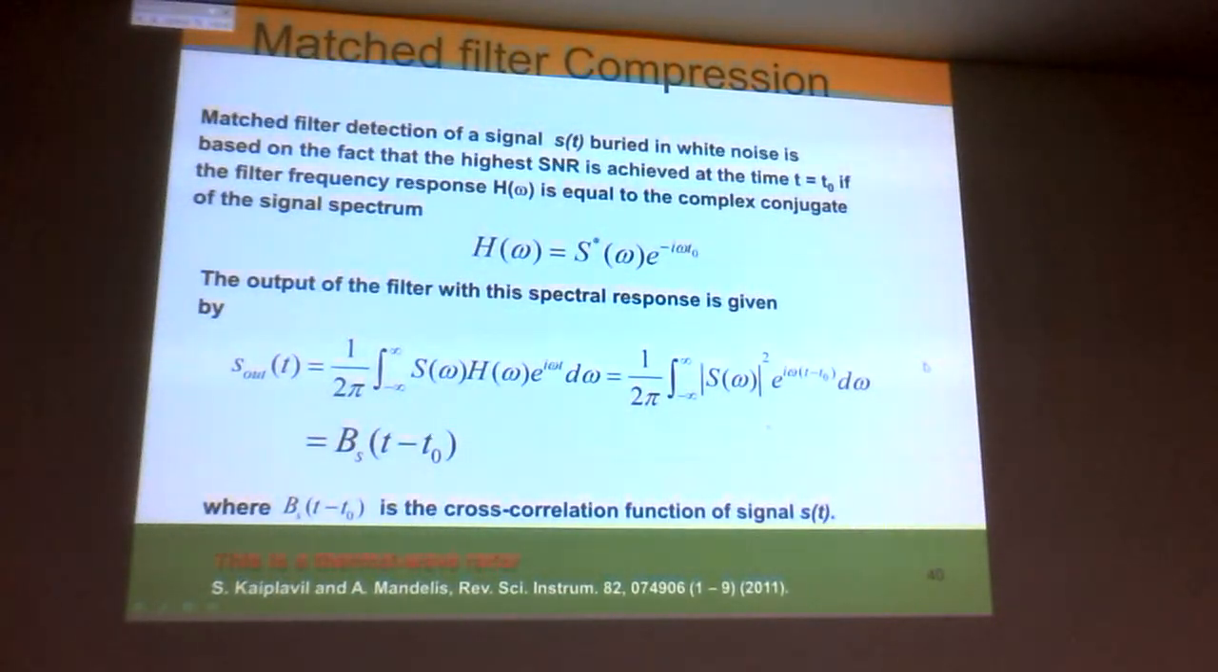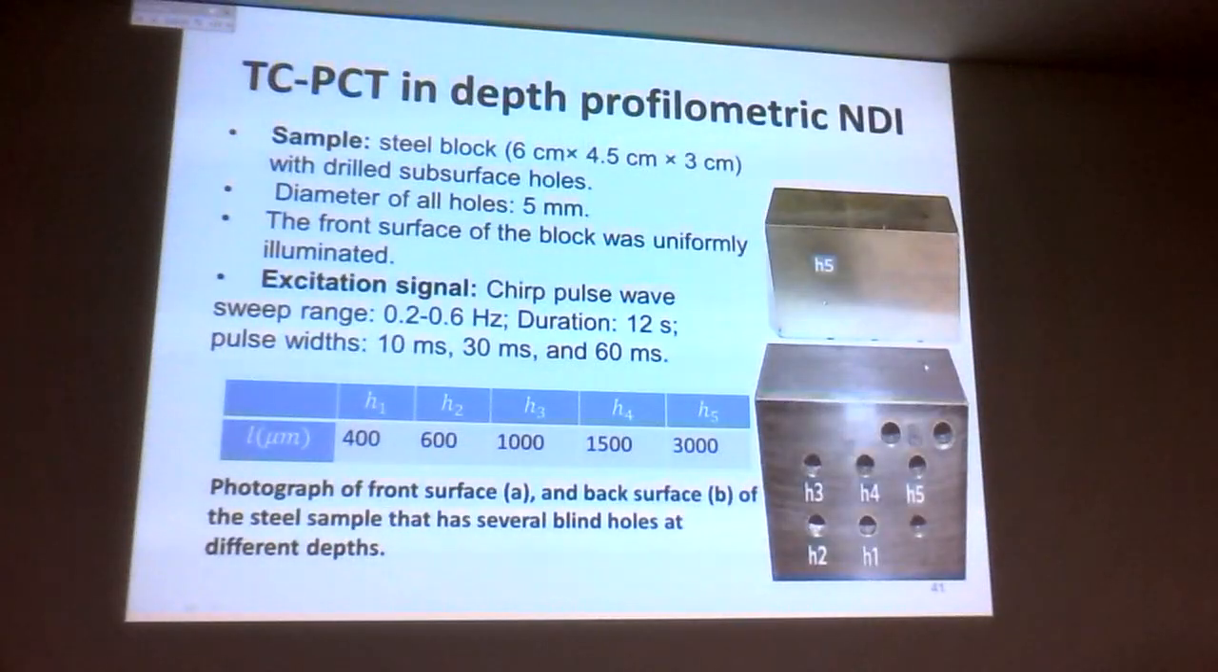What does the matched filter do? Well, here is a signal buried in white noise, S(t). You take the Fourier transform of that with the complex conjugate of the signal spectrum. This is your filter, and the output of the filter with the spectral response is given by this integral. And again, you end up with a Fourier transform of this, so it's a cross-correlation signal at t equals t0. So you can have different time evolutions or different cross-correlations at different times.